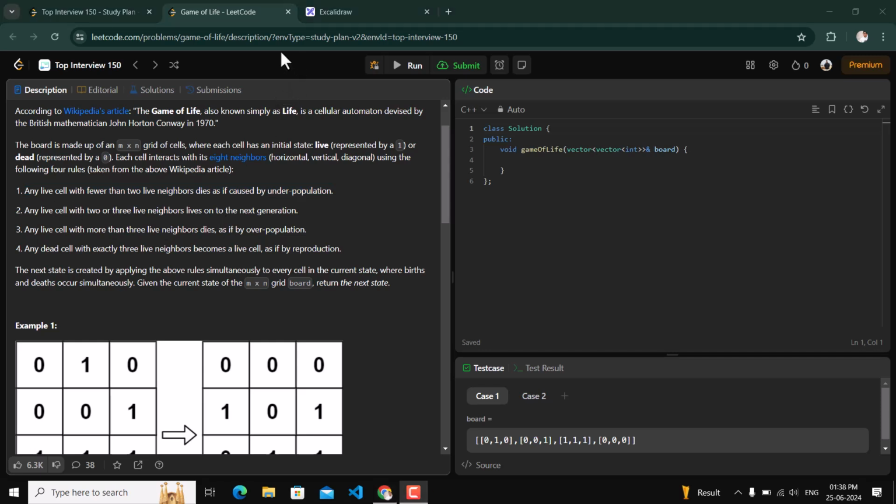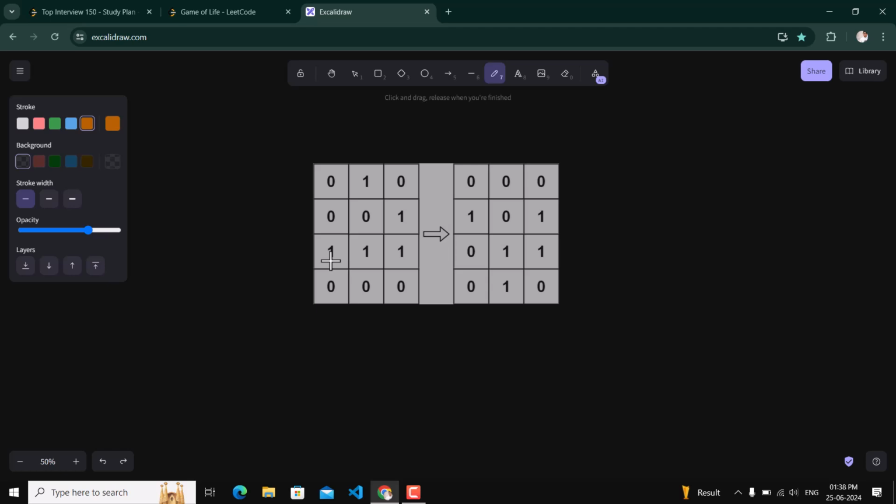Any live cell with fewer than two live neighbors dies, as if caused by underpopulation. Let's consider this scenario. This is the live cell, surrounded by these 8 cells. If the surrounding cells have less than two live cells, then this will be dead. Here we have four dead cells and one live cell, which is less than two, so this will be considered dead. In the next stage, the cell has already died.